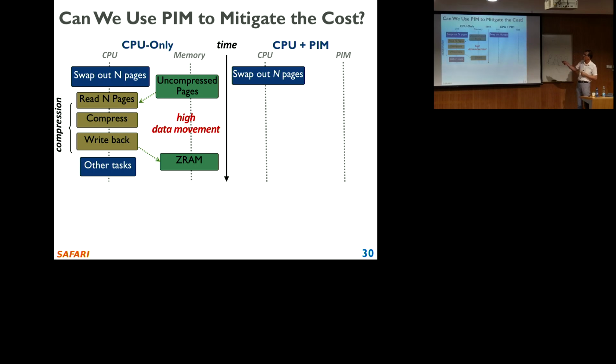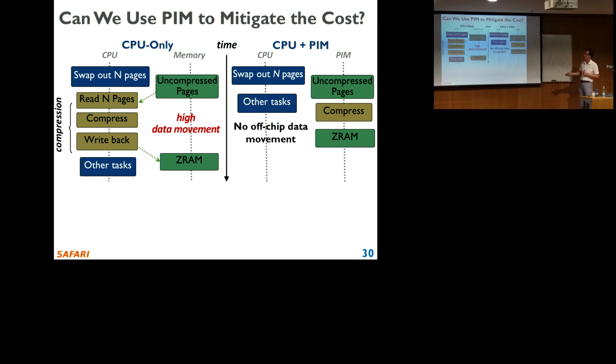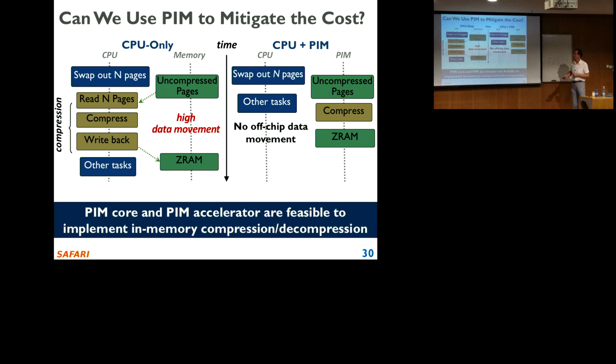So if you have processing-in-memory capability, in the memory, you swap out N pages, and uncompressed pages remain in the PIM engine, and the PIM engine compresses them and writes them back inside memory. So there's no off-chip data movement, and now the CPU can be free. It can do other tasks. So you save both energy and data movement, and you also save CPU capability. And the paper actually has detail in terms of how you do the compression and decompression.